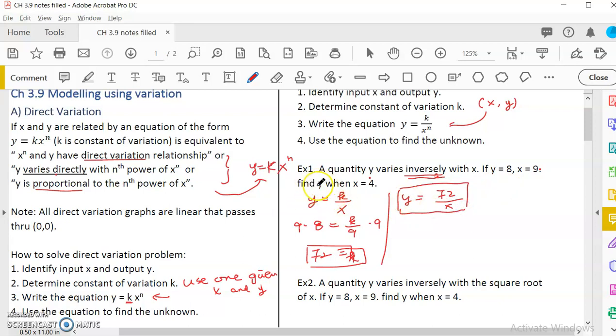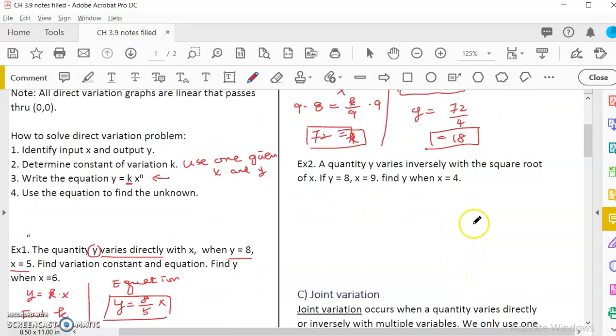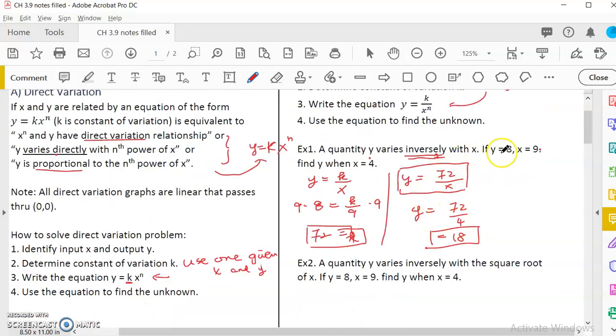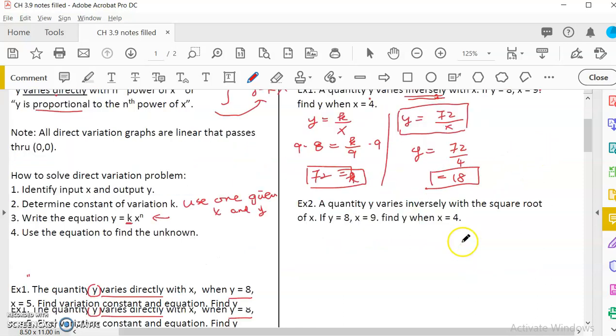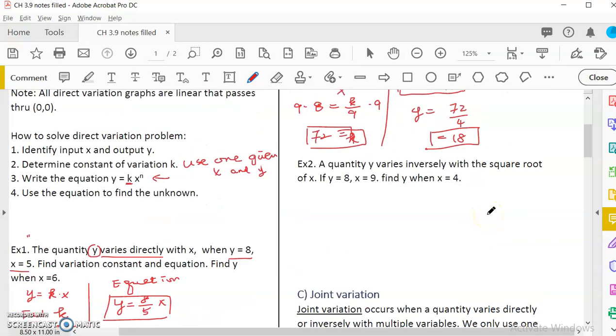And then you wanted to find y when x is equal to 4. y equals 72 over 4, and that's 18. So this is the answer. You can see when y is 8, x is 9, but when x changes to 4, y increases. When x decreases, y increases. This is usually a phenomenon of inverse variation.